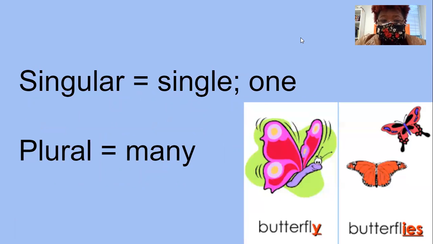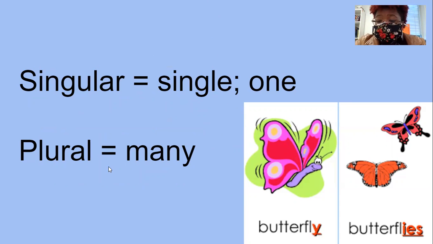So let's go over singular and plural. So in today's lesson, we're focusing on the words singular and plural. So single means one. So think of singular as single or one. I'm single, so I'm singular. So think of singular as single, which means one. Because if you're single, there's just one.